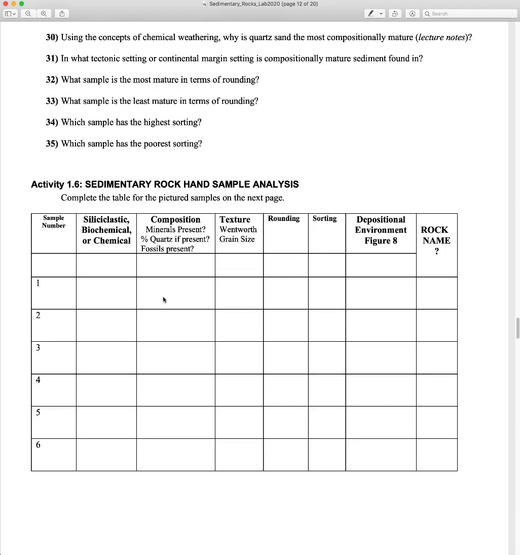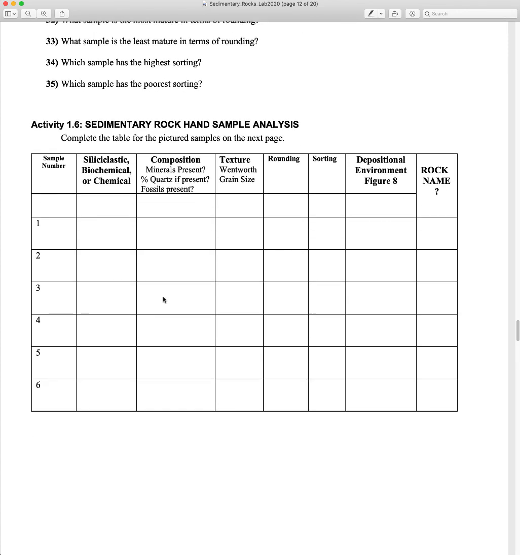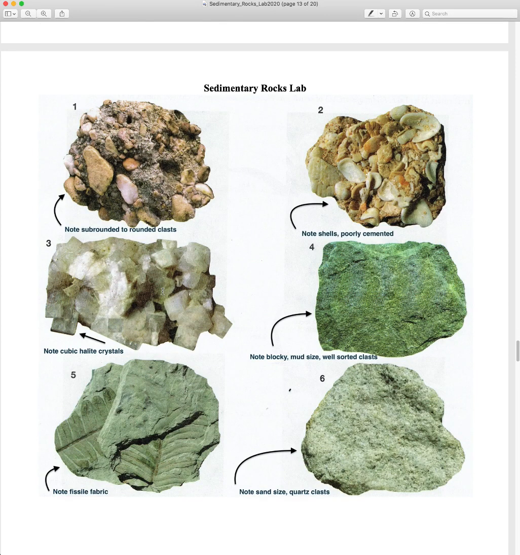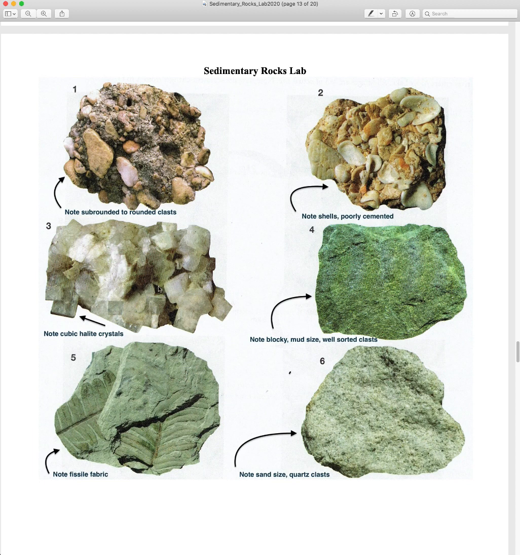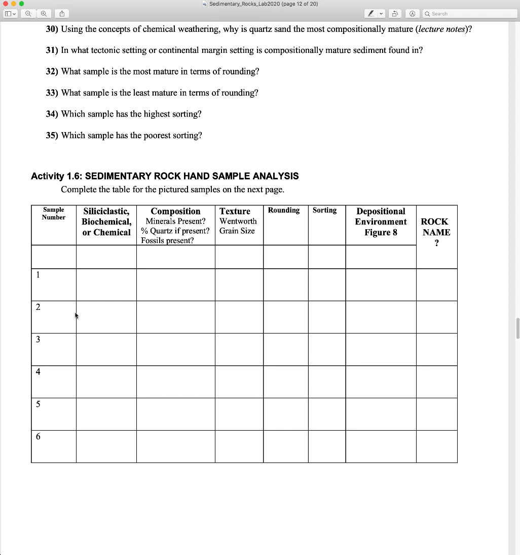And then for activity 1.6, there are these pictures of rocks that I have here on this next page. And I put some notes on here. For example, this sample 3, it has halite. And this is a rock salt. And rock salt is an evaporite. So this is going to be a chemical rock there. So that'll kind of help you in terms of whether it's siliciclastic, biochemical, or chemical. You would say chemical for the rock salt. Obviously, the composition of rock 3 is halite.